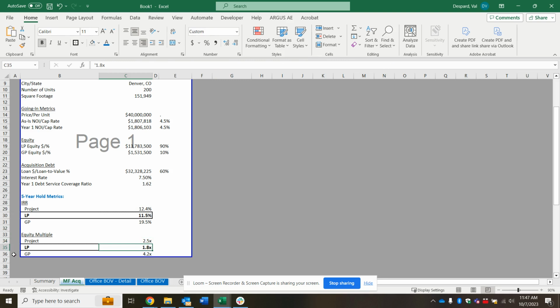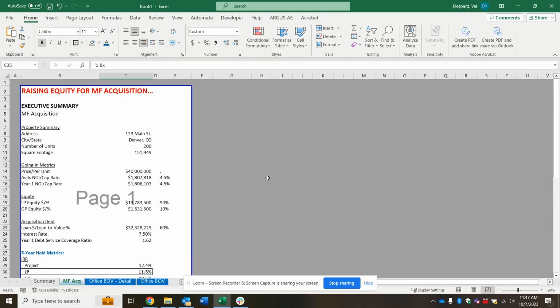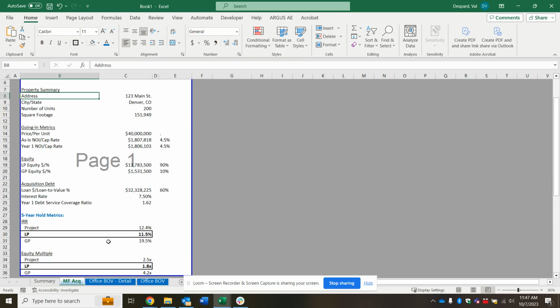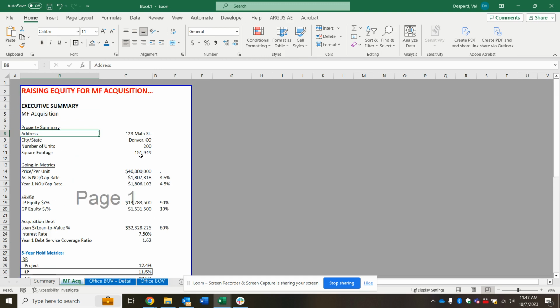And again, do you lead with these? What's the most important metric? Is it IRR? Is it equity multiple? Is it return on cost? And then do you put those on top instead of down here at the bottom? But this is a pretty good example of a simple executive summary.